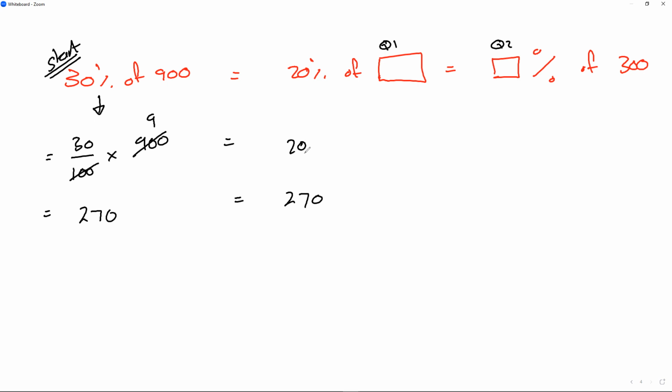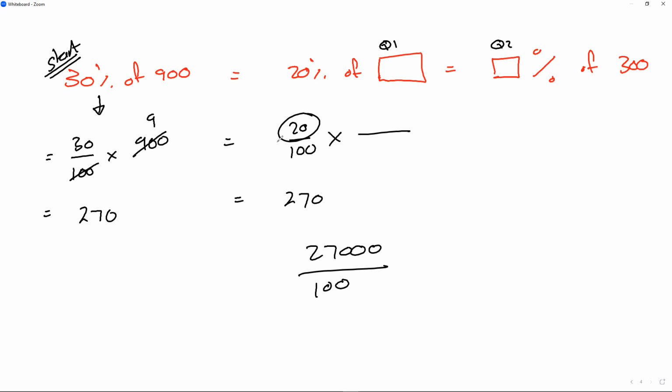So 20%, remember, is 20 over 100. Of is multiply, and now I've got to figure out, how do I get to 270? Now remember, if this has to be simplified as a number over 100, that number has to be 27,000. So 27,000 is the number I need to get to at the top.